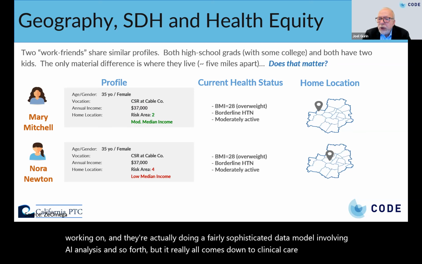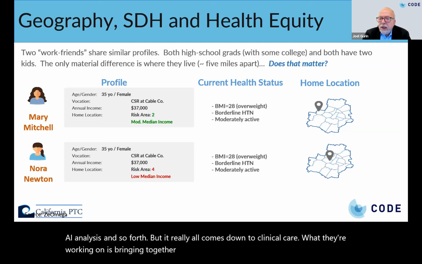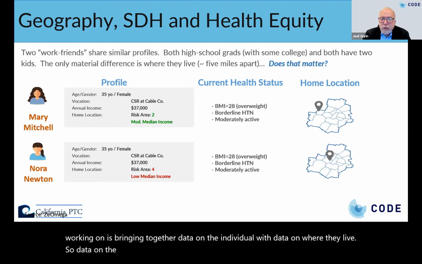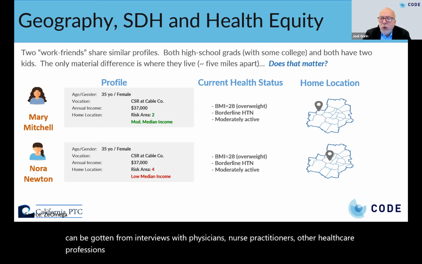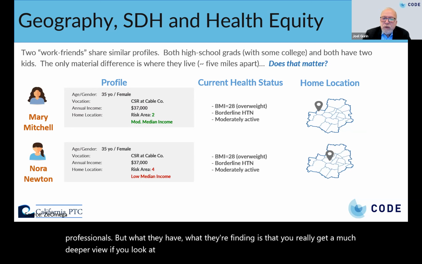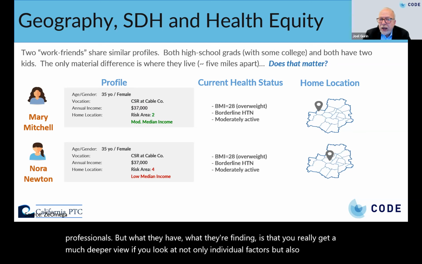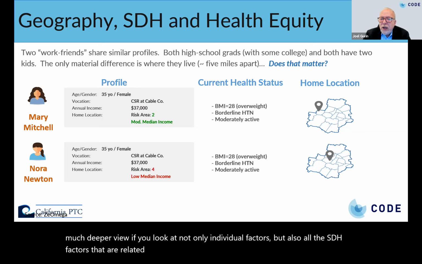What they're working on is bringing together data on the individual with data on where they live. Data on the individual can be gotten from surveys, again protected by HIPAA, or from interviews with physicians, nurse practitioners, and other healthcare professionals. But what they're finding is that you get a much deeper view if you look at not only individual factors, but also all the SDH factors that are related simply to location.